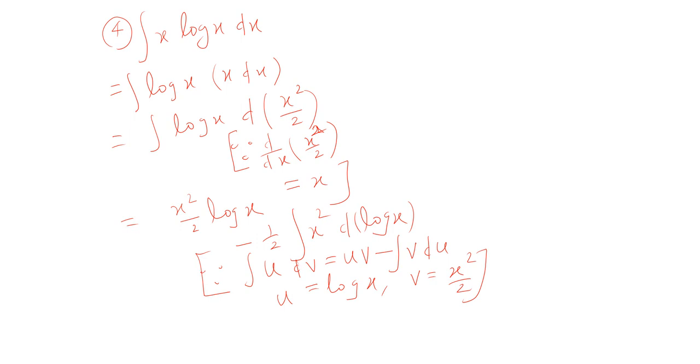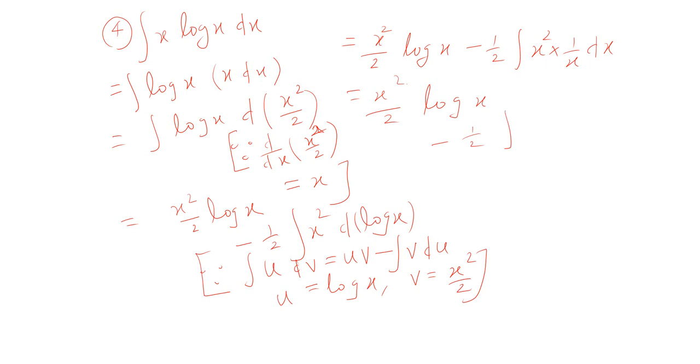Therefore it will automatically get reduced to x square by 2 into log x minus half into x square into 1 by x dx. Derivative of log x is 1 by x. This will get reduced to x square by 2 log x minus half integral x dx.